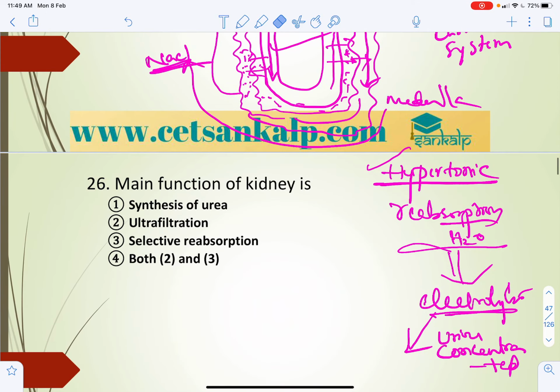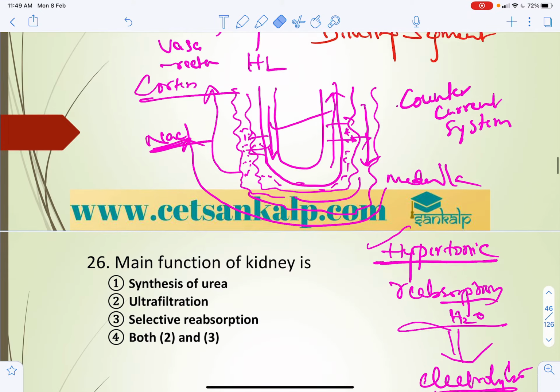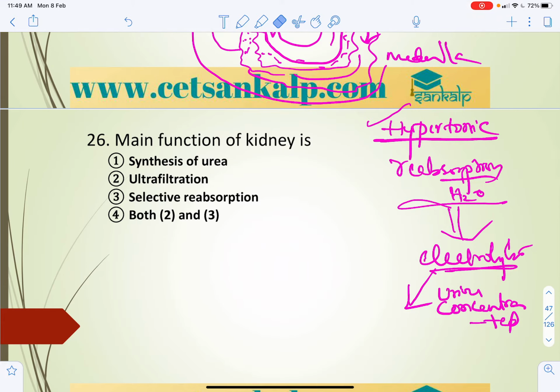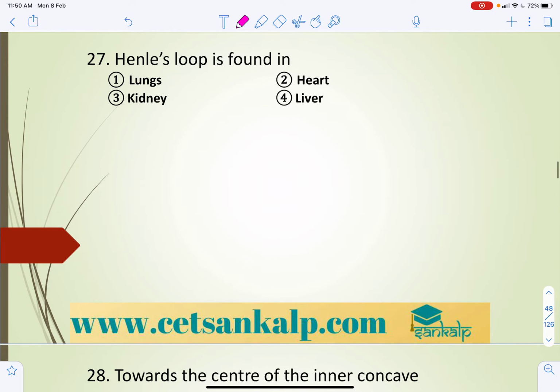Let us take some questions related to kidney structure, and then we can go to ultrafiltration. So the main function of the kidney, as we all know, generally the kidney plays a major role in, as we just discussed, generally in the kidney the nephrons are there. Synthesis of urea takes place in the liver, whereas ultrafiltration and selective reabsorption, both 2 and 3, are the function of the kidney.